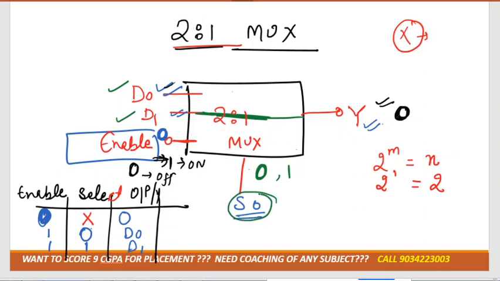So if there is only one select line, there are only two possible combinations: either it can be 0 or it can be 1. Got it? Any doubt up to here?